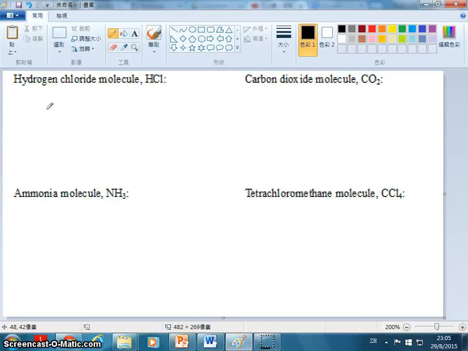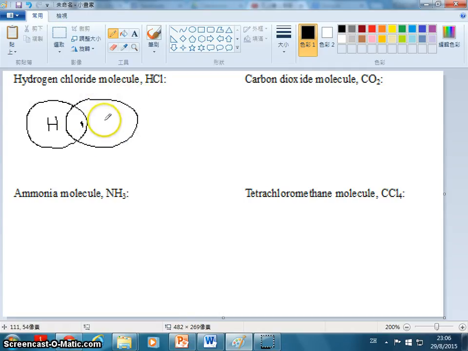Apart from some elements, apart from the non-metal elements, some compounds are also formed by making use of covalent bonds. So hydrogen has one electron. It needs one electron to be shared. So that's why we draw one electron in the middle.